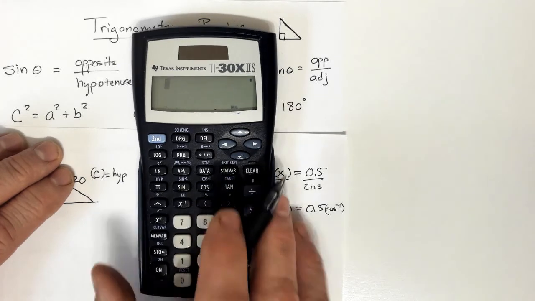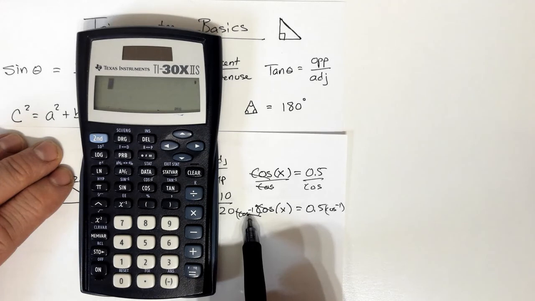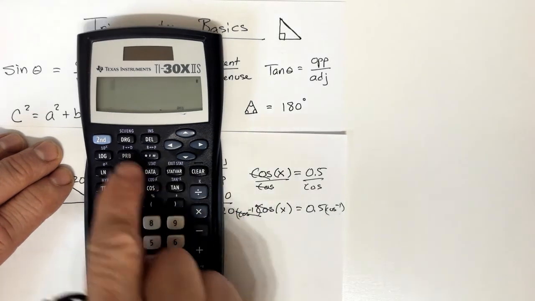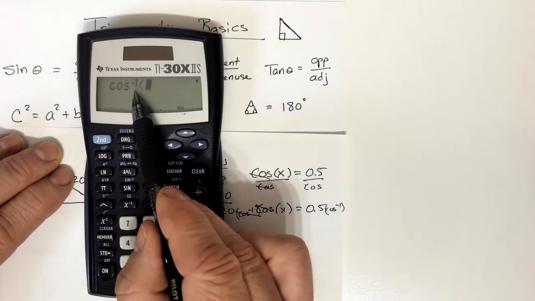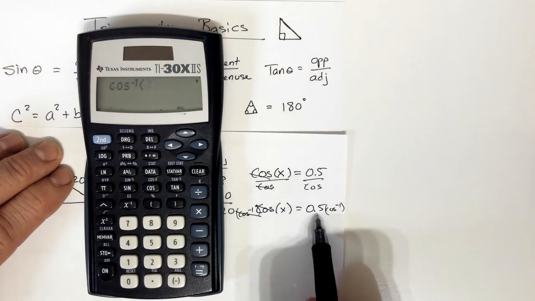So I want to get rid of this cosine by using an inverse cosine, cos minus 1. But I have to do the same thing to both sides. So I'm going to push second cosine, and you notice the negative 1 comes up, so it means I'm taking an inverse cosine, and I want to do that of the 0.5.